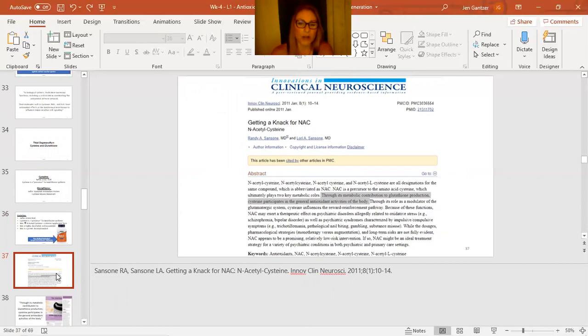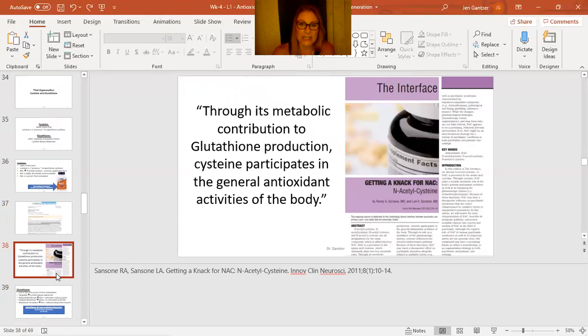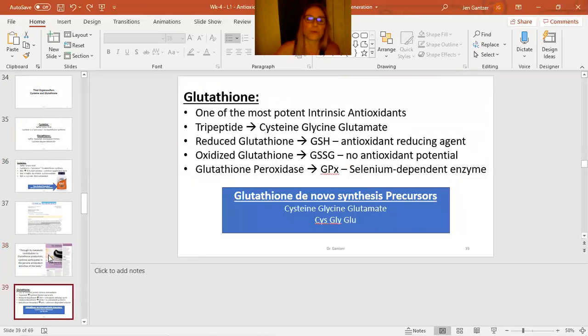So here's a cool article from PubMed, and here is the front page of it. So this is the actual article. I thought this was cool, getting a knack for NAC, right? Little pun on words, it's cute. It says, through its metabolic contribution to glutathione production, cysteine participates in the general antioxidant activities of the body, quote unquote. Absolutely phenomenal. Keep it in your cupboard at all times.